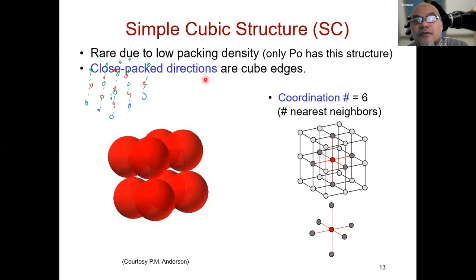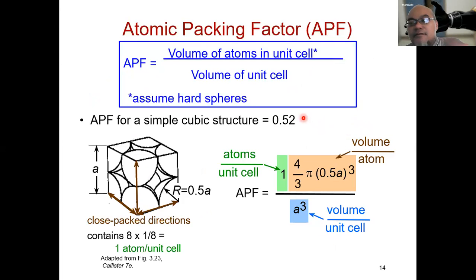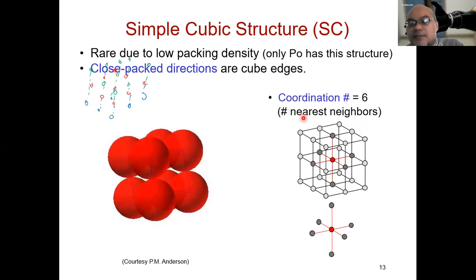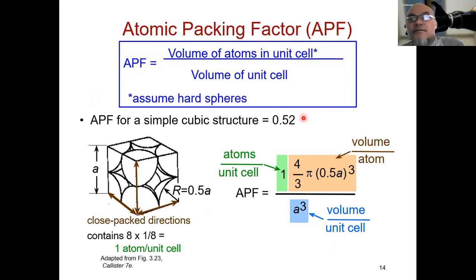Okay, so the close pack directions are cube edges. Usually here it is mentioned that only polonium has this kind of simple cubic structure. We call the nearest neighbors here the coordination number. So remember, coordination number. In the simple cubic structure, the coordination number is 6. Then if we want to assess how closely atoms are packed in such a crystalline structure, we can use this parameter.